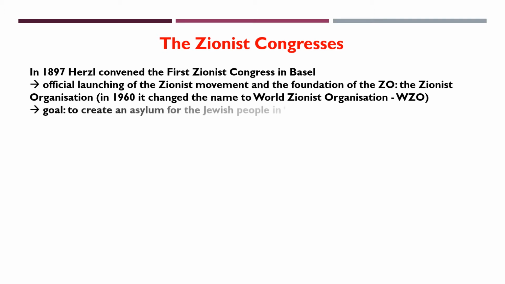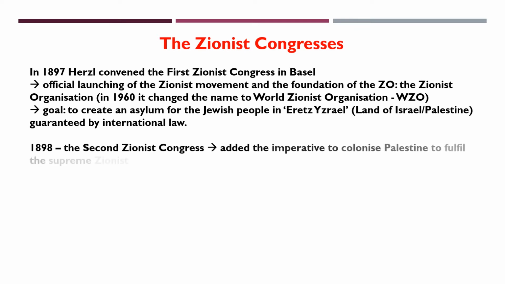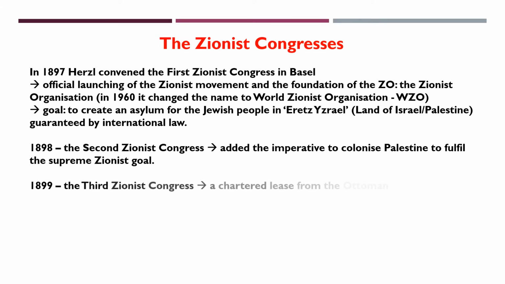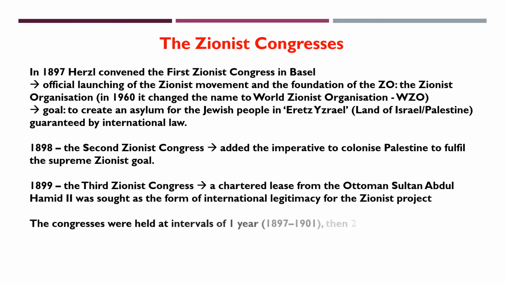As I said before, in 1897, Theodor Herzl himself organized and convened the first Zionist Congress in Basel, Switzerland. This was, in fact, the official launching of the Zionist movement, even though, as we commented before, on the ground there were already a number of organizations, of groups, moving into Palestine from Eastern Europe. At that first Zionist Congress in Basel, a manifesto was adopted, which basically stated that the Zionist movement aspires to create an asylum for the Jewish people in the land of Israel, guaranteed by international law.